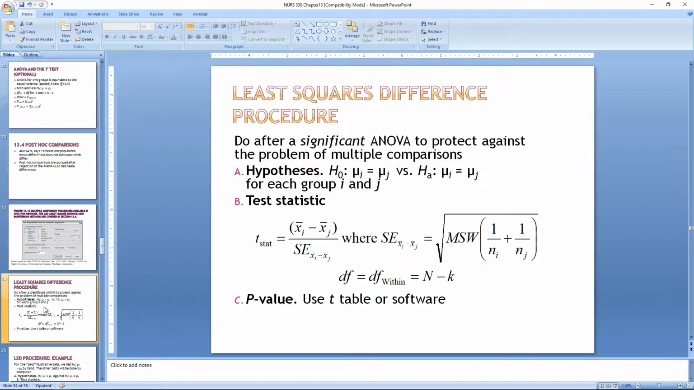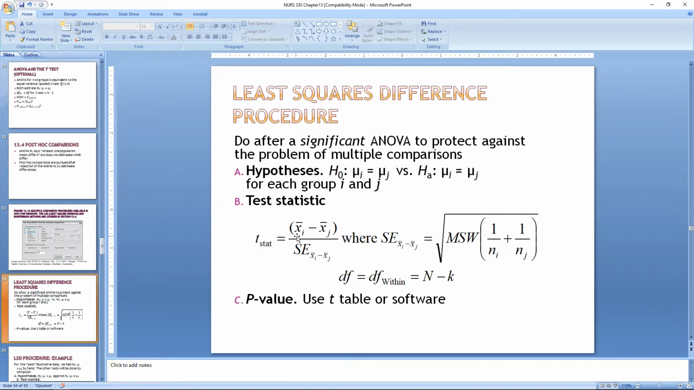So let's get into the least squared difference procedures. You do this after a significant ANOVA to protect against the problem of multiple comparisons. Your null hypothesis is that your groups are equal, versus the alternative hypothesis that your groups are not equal. For each pair of groups, you use i and j. So you have a t-statistic.